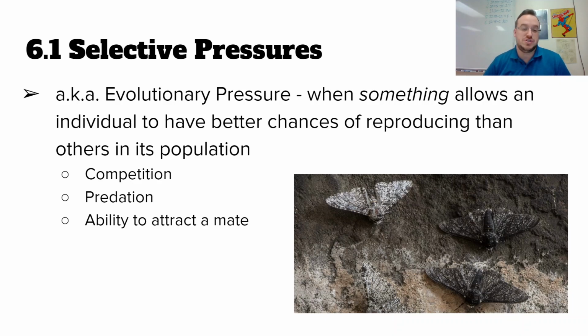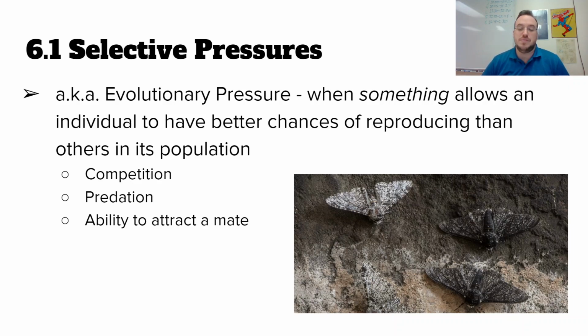And these changes to traits are going to arise due to something called selective pressures. This is also called evolutionary pressures. It just kind of depends on who you're talking to and where they're from in the world. Some regions of the globe call it one thing, while others call it another. Right? So selective pressures is just what I'm going to be calling it, but you might see it called evolutionary pressures other places. And that's when some outside force that's not a human specifically trying to do it allows an individual of a species to have better chances of reproducing than others inside the population. Right? Remember that the population is the part of the species that lives in a specific location.